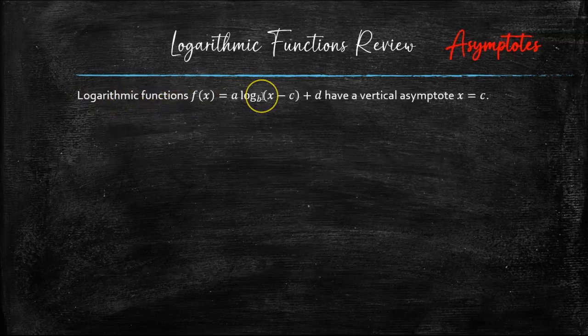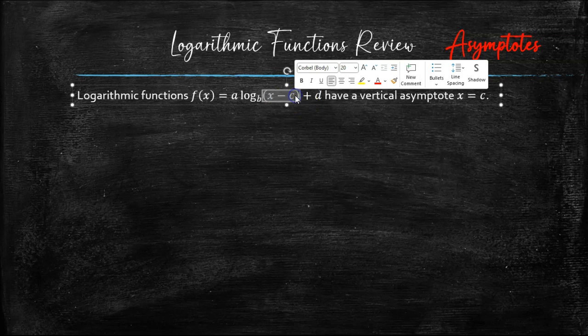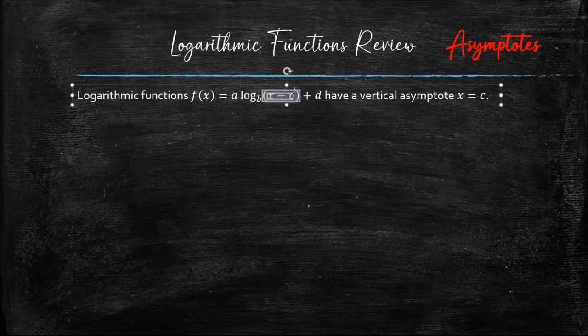All right, asymptotes. We did observe that logarithmic functions have a vertical asymptote at x equals c, at the border, at the end of the domain. Unlike a radical function, this function has an asymptote. A radical function reaches the end of the domain and stops. It has a point where it ends. A logarithmic function doesn't stop, it just keeps going to either positive or negative infinity.